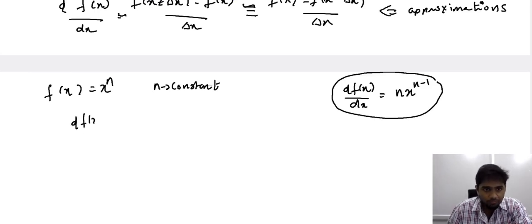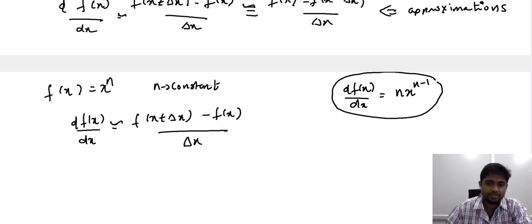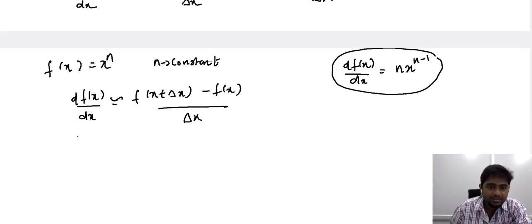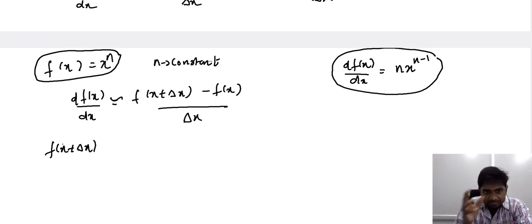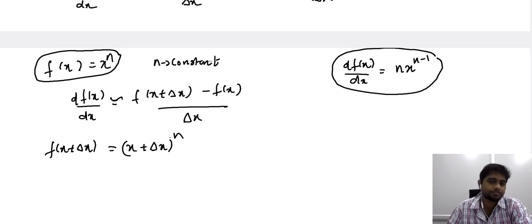So according to the forward difference approximation, the derivative of this function is f of x plus delta x, again it is an approximation, minus f of x divided by delta x. So now let us begin with the expression for x plus delta x. We have a definite function here, and we want to find its derivative. What we are doing is considering a point beside x, that is x plus delta x. When we do that, what we need to find is x plus delta x the whole power n.